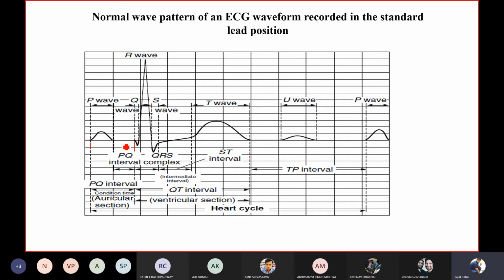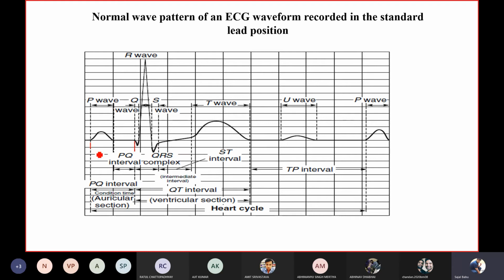And then once the impulse reaches the ventricular part, what happens? This impulse will travel via the Purkinje fibers and will distribute across the ventricular walls, right? So this particular QRS complex, which you can see here, is the time period taken by the impulse to travel via the Purkinje fibers and reach the ventricle muscles. What happens after reaching the ventricle muscles? The ventricles are going to contract and pump the blood out. That is the reason why after that the repolarization will happen.